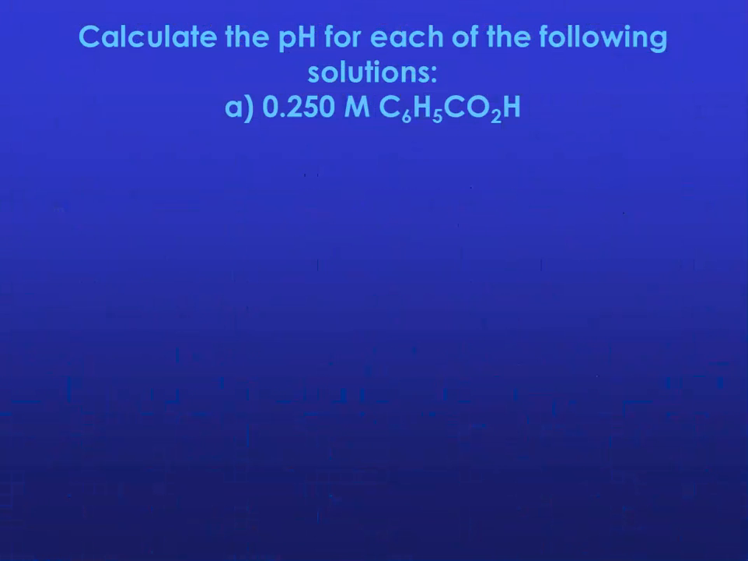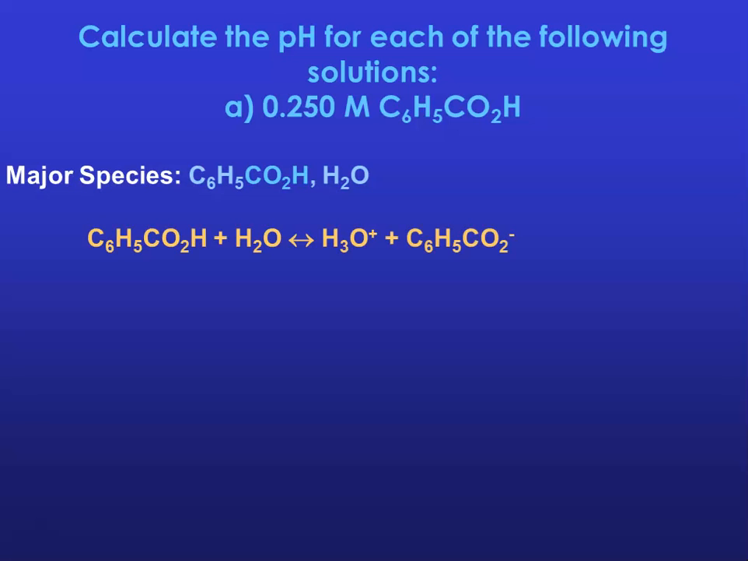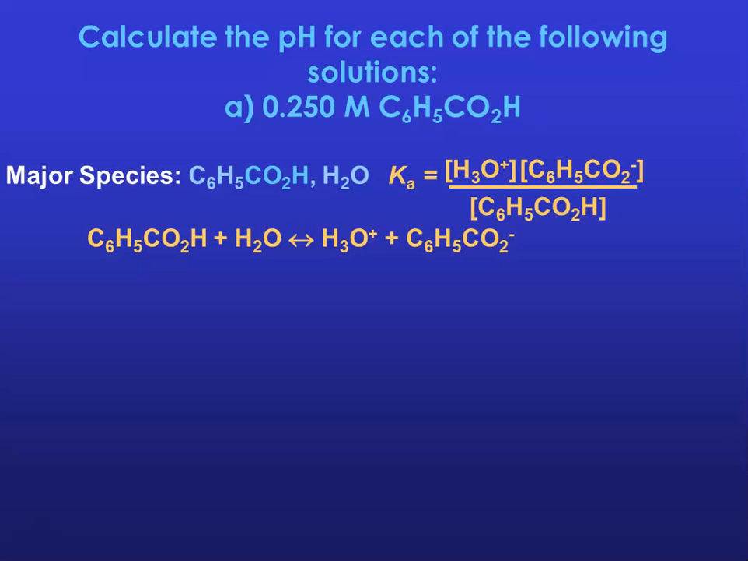So here we have an acid, C6H5CO2H. I believe this is benzoic acid, and we're given its concentration, 0.250 molar. When we place this acid in water, it's going to produce hydrogen ions in the form of H3O+ as the acid donates its proton. Water's going to accept it, and what's left is the conjugate base of that parent acid, C6H5CO2-. My Ka expression would include all but the water, so I have my two products over my one reactant.